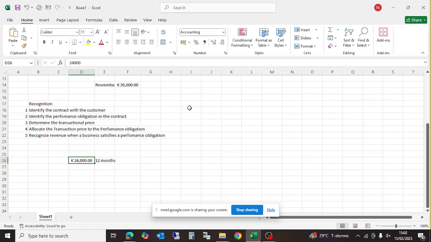Okay, here's another question. A construction company builds a 5 million kwacha shopping mall over 2 years. How do you recognize the revenue?